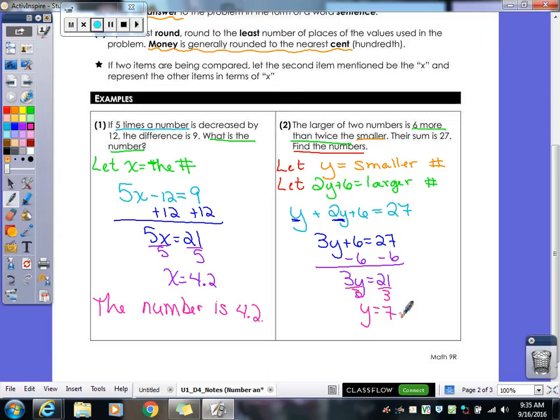How do we find our larger one? We got to plug 7 into our expression up here. So 2y plus 6. So we got to do 2 times 7 plus 6. 20. Then we just have to write our answer in a sentence. The numbers are 7 and 20.